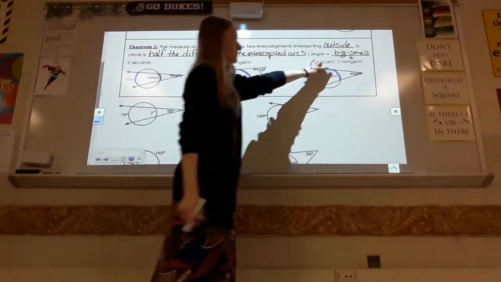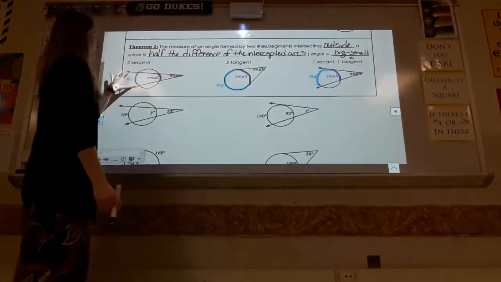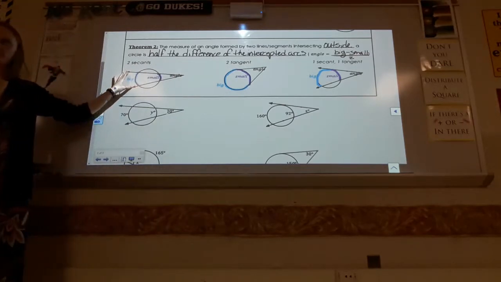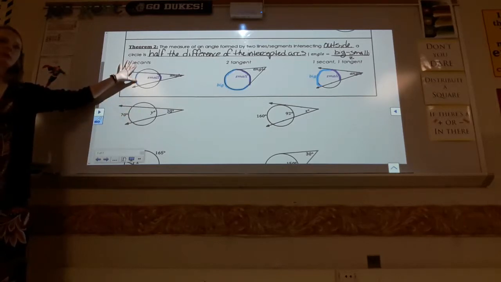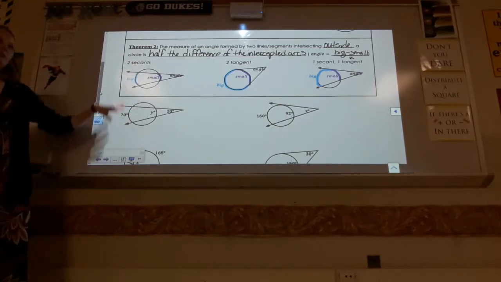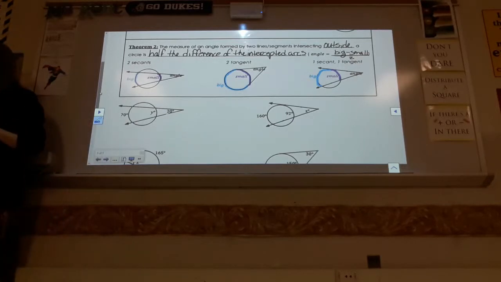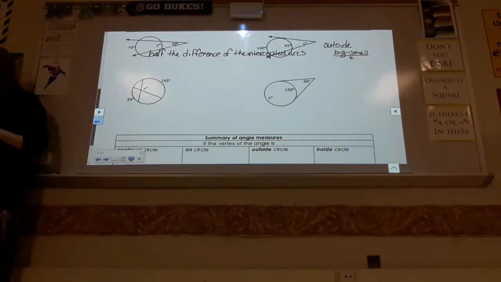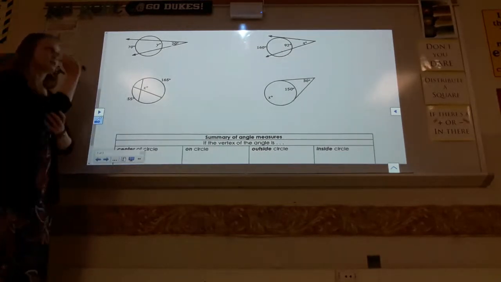And you can see which arcs to use because they're going to be the ones that are inside of these angles. Okay? So those are our two formulas. We're going to practice using them in a second. Does anybody have any questions about this before we apply them? Okay, let's take a look. Just 4 for now. We'll have plenty of additional practice on the 3rd page.